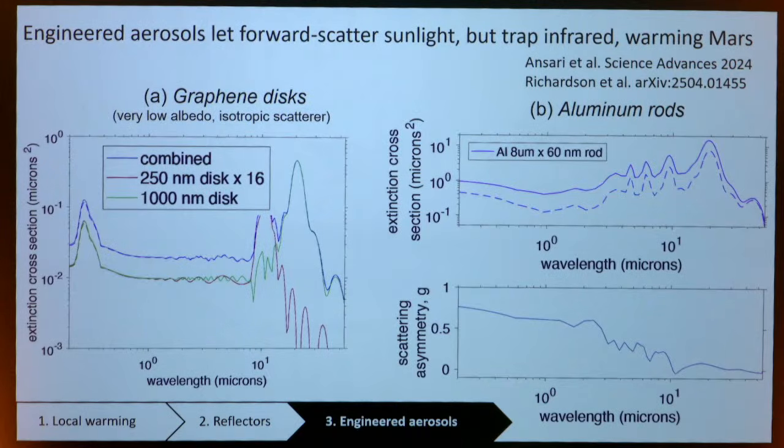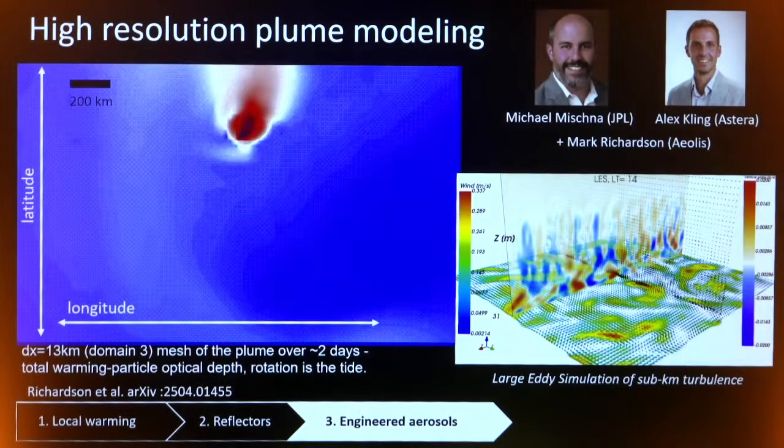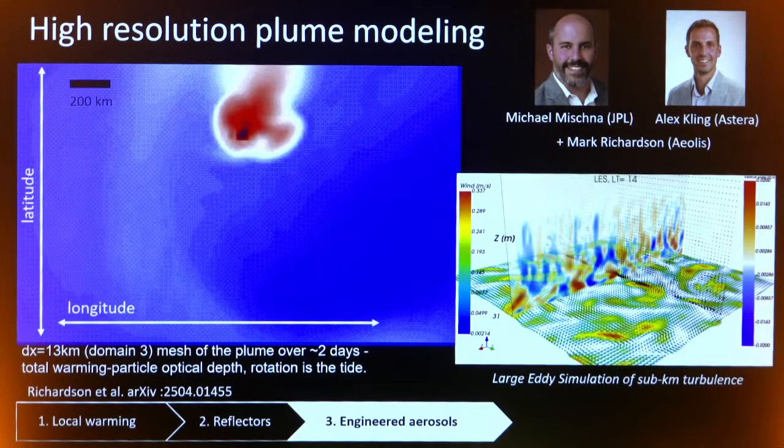So the attractive aspect of graphene nanoparticles is they can be made by taking the carbon dioxide in the atmosphere and electrolyzing it, which has already been demonstrated at the Mars surface by MOXIE. And so it's not a less complex in situ resource utilization pathway. We're also doing high-resolution plume modeling.